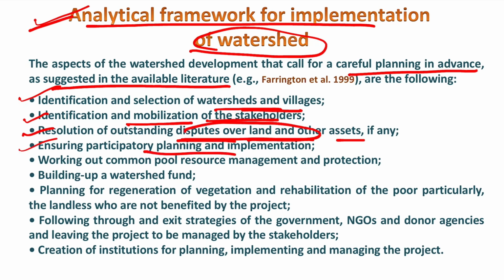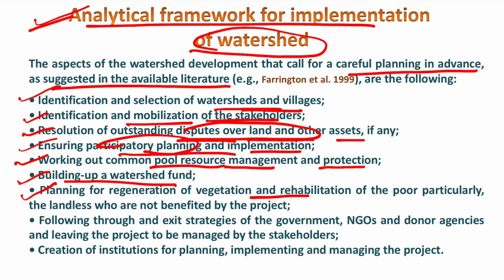Then ensuring participatory planning and implementation. Participatory planning means with the help of local people. So we have to ensure that participatory planning, we have to discuss. हमको डिस्कस करना पड़ेगा वहाँ पे लोकल पीपल जो है, लोकल अथॉरिटी जो है, लोकल जो हेड है वहाँ पे, उनके साथ डिस्कस करके ही प्लानिंग करना पड़ेगा. Working out common pool resource management and protection. Building of watershed fund raise करना पड़ेगा. Planning for regeneration of vegetation, rehabilitation of poor, particularly landless, who are not benefited by the project. हमारा मेन फोकस किसके ऊपर होना चाहिए? हमारा मेन फोकस वहाँ पे लोकल में जो सबसे रिच पर्सन है उनके ऊपर नहीं होना चाहिए.